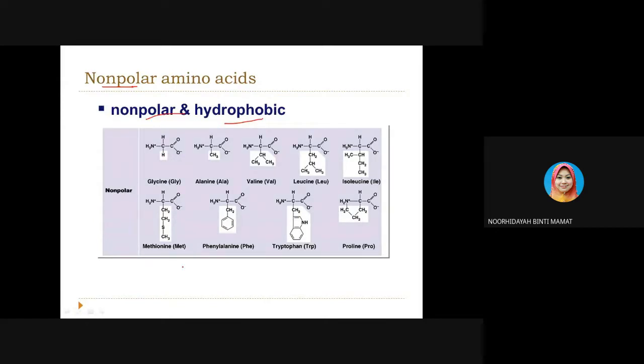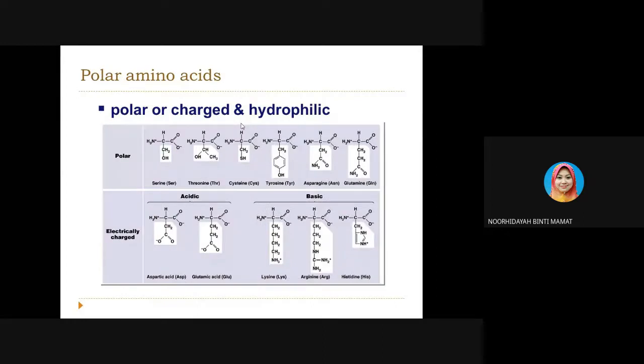So for these amino acids, we have 1, 2, 3, 4, 5, 6, 7, 8, 9. So these 9 amino acids are non-polar. They don't have charge, and they are also hydrophobic. They don't blend in the water. All right. So what about the polar?